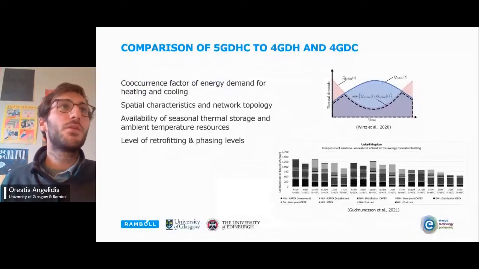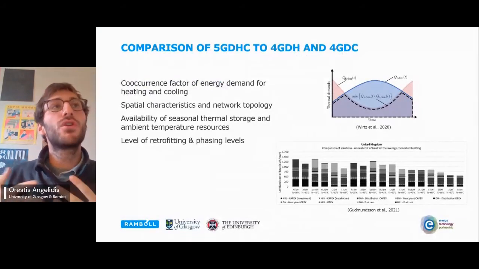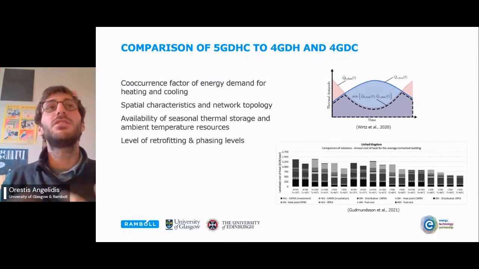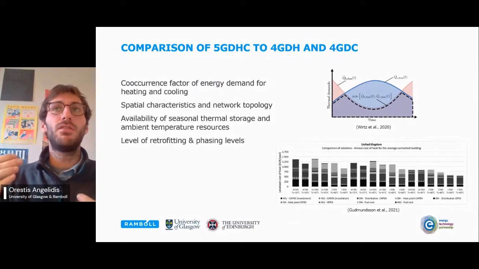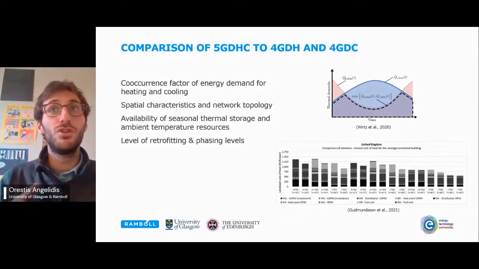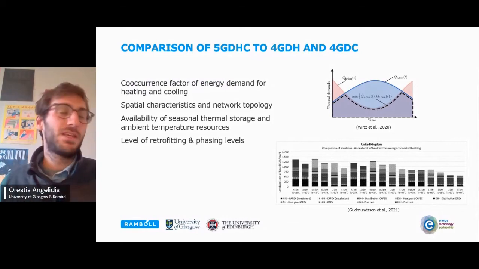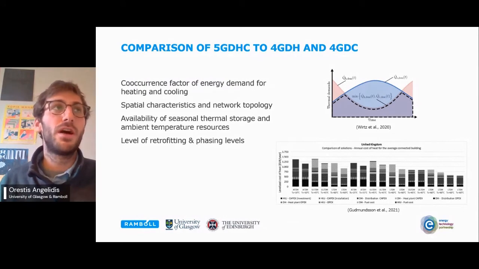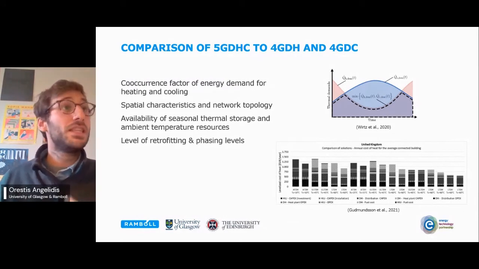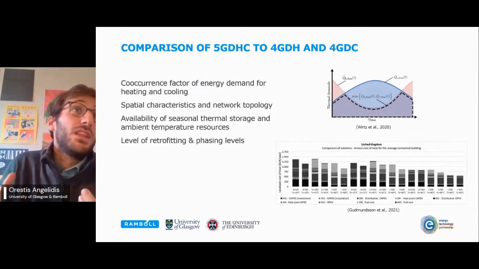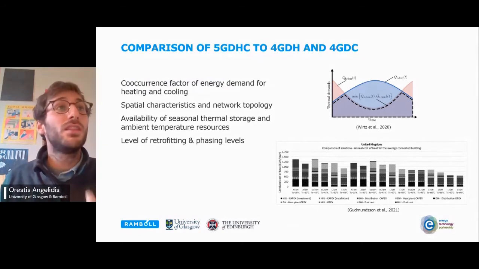So starting off with that comparison, it seems that the co-occurrence of the energy demand for cooling and heating and their seasonality has a key and critical role in terms of when the system is performing better or worse. If we're just to look at heating, for example, a centralized conventional system would always perform better, as Goodmanson et al. proved through their research. The spatial characteristics is another really big component, along with the thermal storage and the level of retrofitting that we need to have. So what temperature we require and the phasing levels.